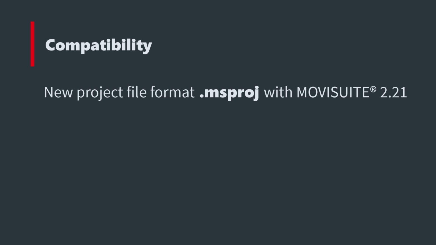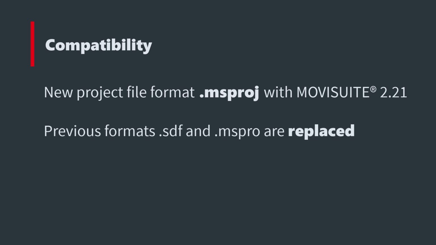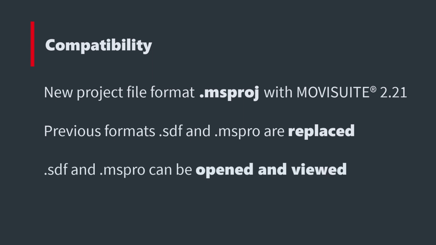Beginning with Movie Suite version 2.21, projects are saved in the new MS-PROJ file format. The new format replaces the previous project format SDF as well as the export format MS-PRO. Movie Suite projects in the SDF and MS-PRO formats can still be opened and viewed. However, the new MS-PROJ format is used when saving a project.